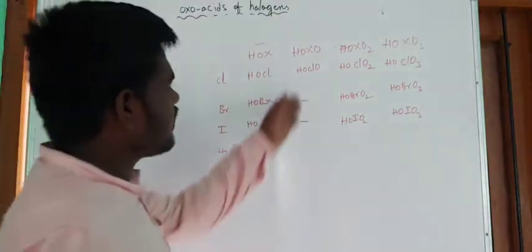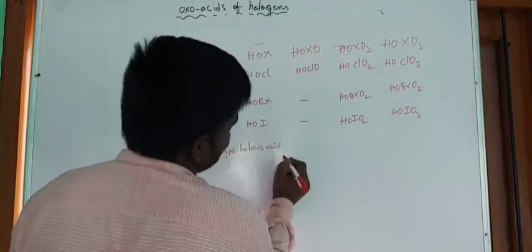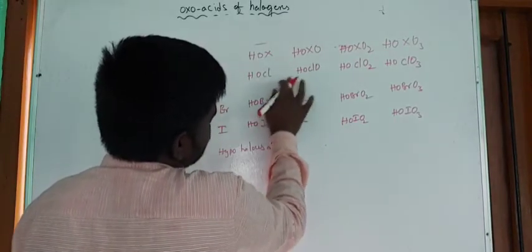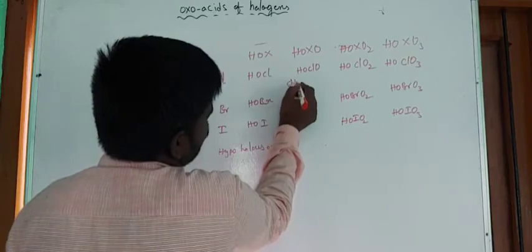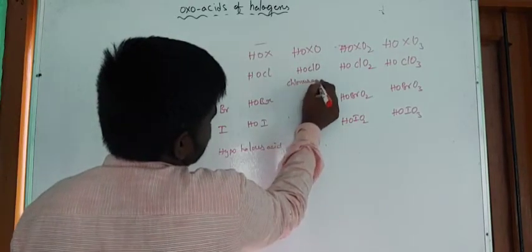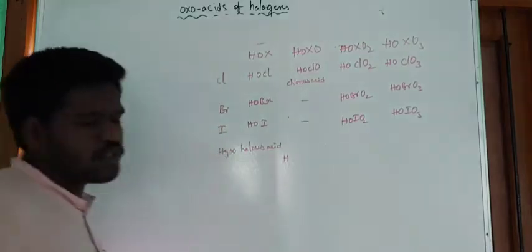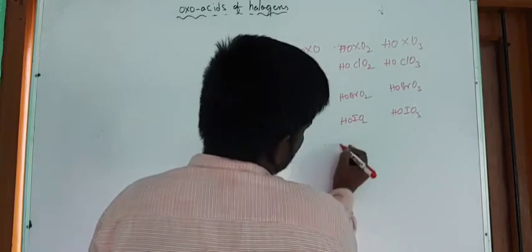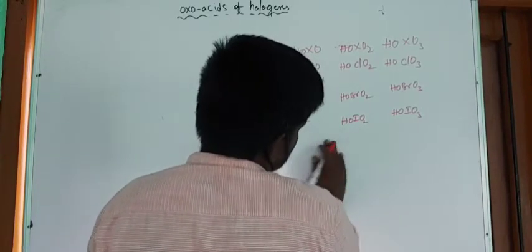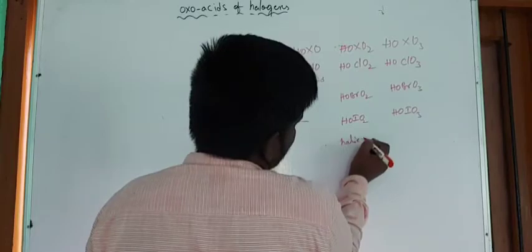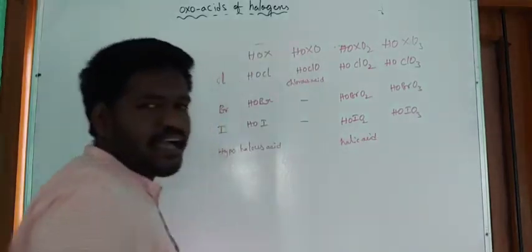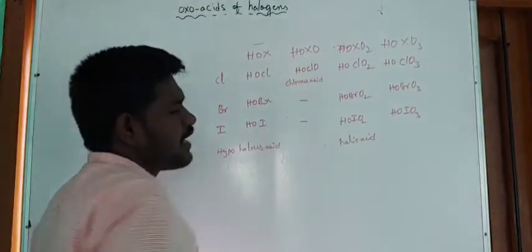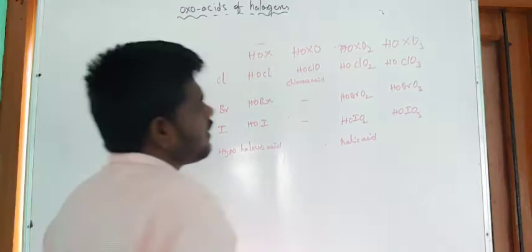Next, generally these are known as hypo. So we have only one, and its name is chlorous acid. Chlorous acid. And next one, the general name for all these type of compounds is halic acids. This is chloric acid, bromic acid, iodic acid. Okay. And next last one.